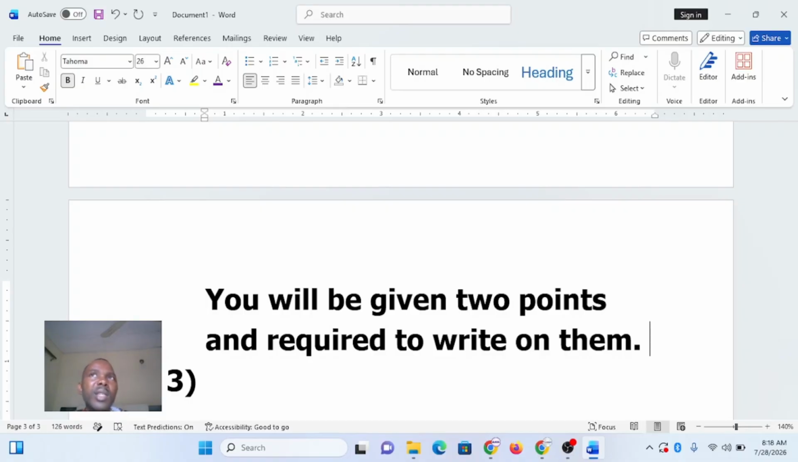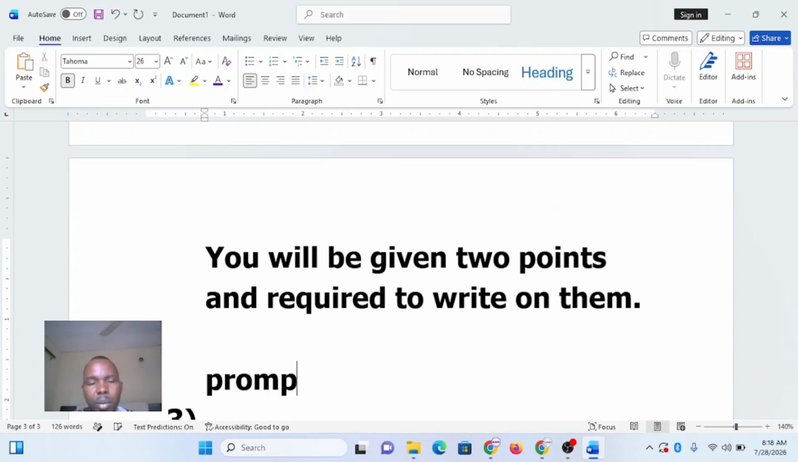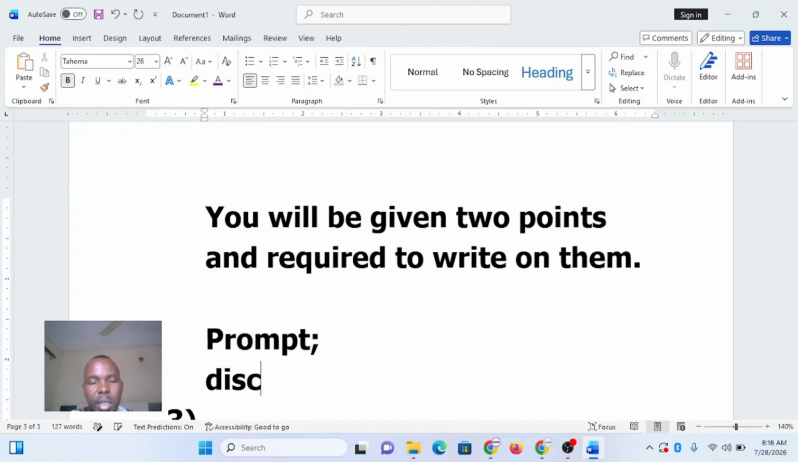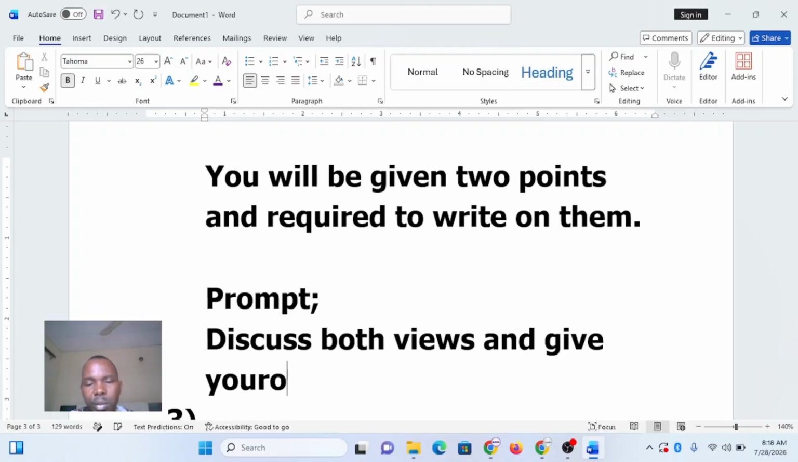So here you are not thinking about developing supporting points. These are like supporting points they have given to you. Now, the prompt for a discussion essay will be: discuss both views and give your opinion.